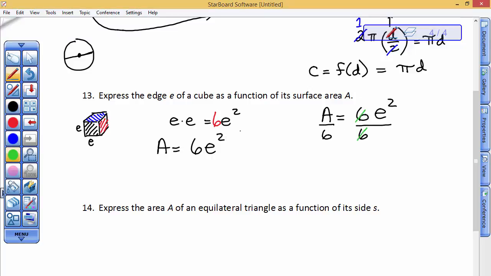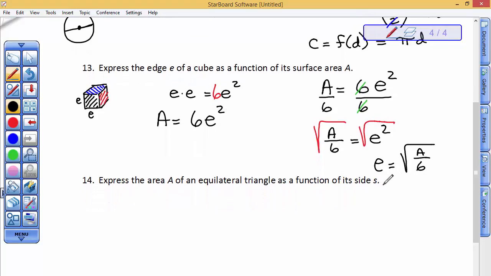Again, I want to solve for E, and I can't have E squared in order to solve for E, so I've got to take the square root, because the square root of E squared would be E. So I've got to take the square root of this side as well, and so finally I have E is equal to the square root of A over 6, and true enough, I have written this formula, so the edge is a function of the letter A, and again, it's the square root of A over 6.